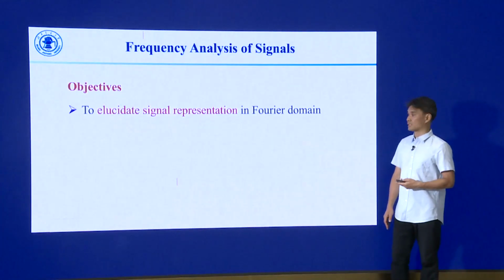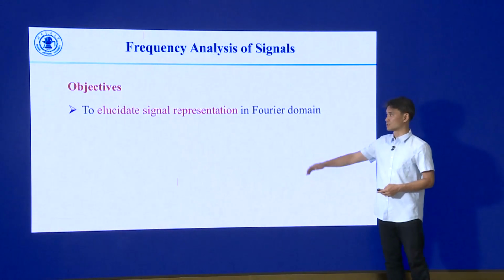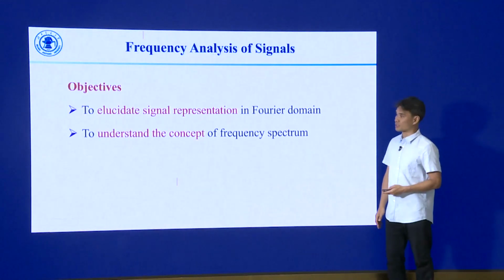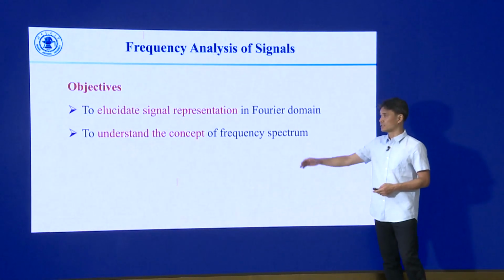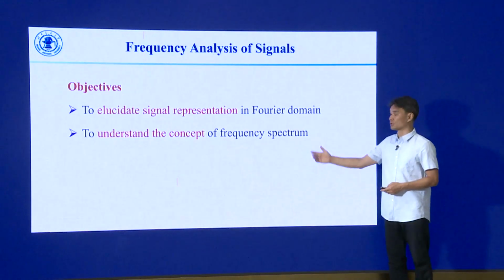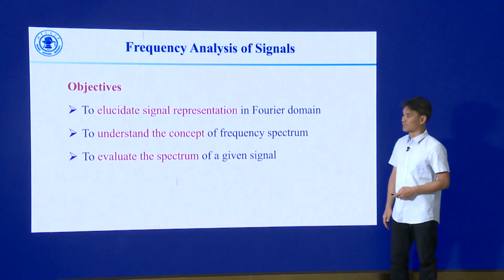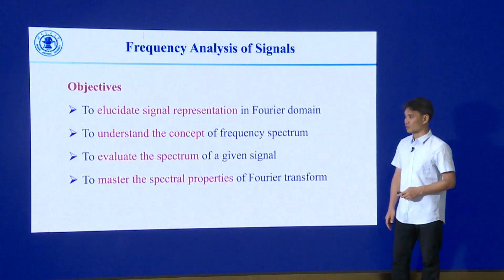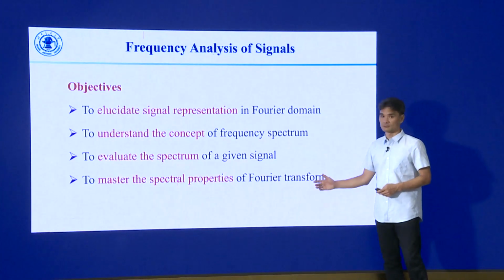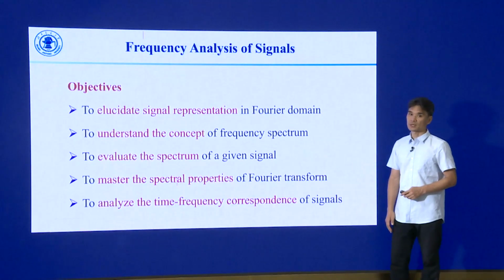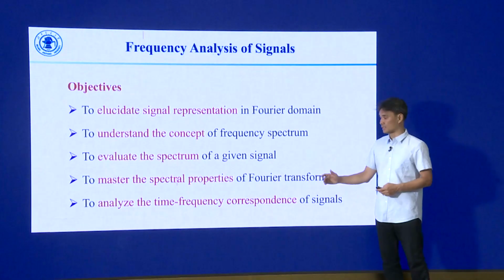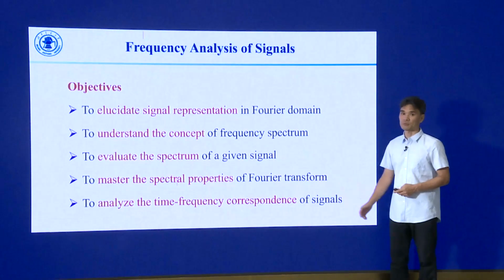First of all, we want to explain clearly how we can use Fourier methods to represent signals. Students are expected to understand the concept and definition of frequency spectrum. Based on that definition, students are expected to calculate the Fourier spectrum. We also need to understand the properties of the Fourier transform. During the introduction, we want students to notice the correspondence between the frequency and time domains.